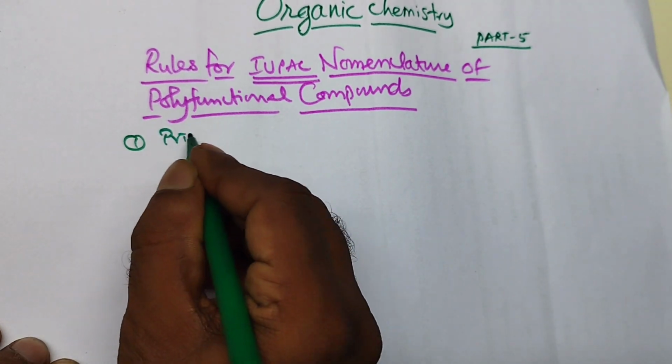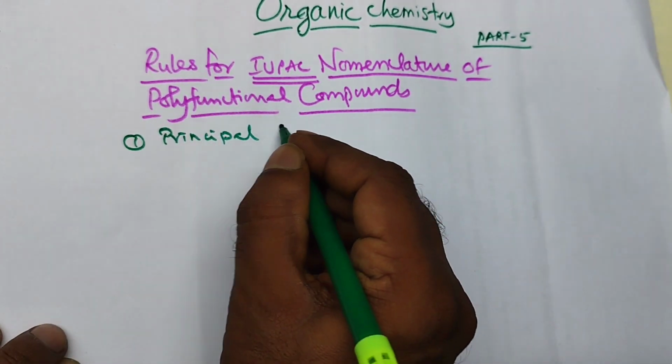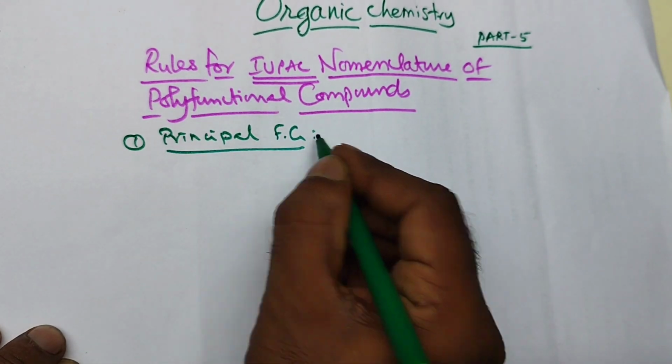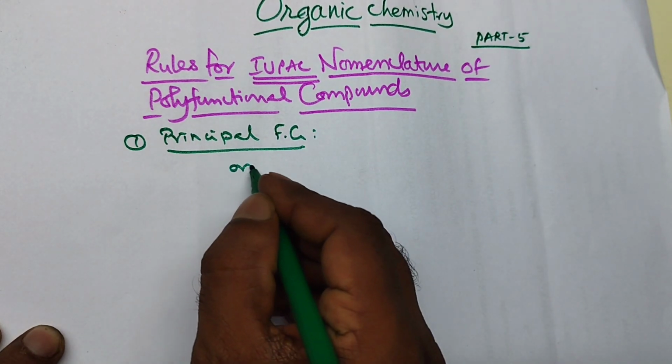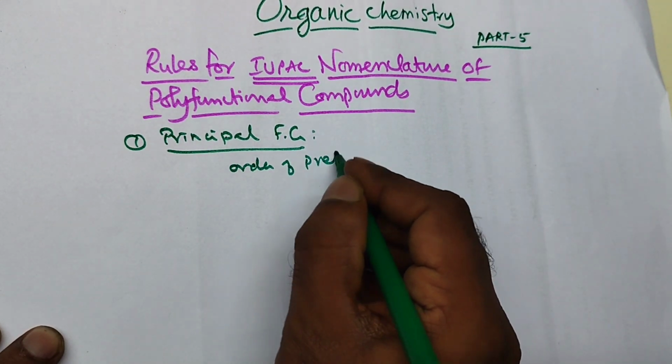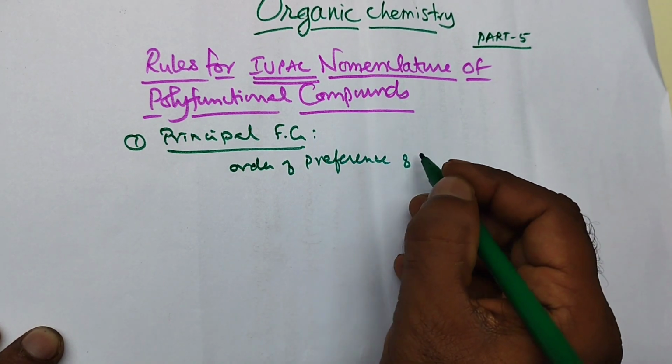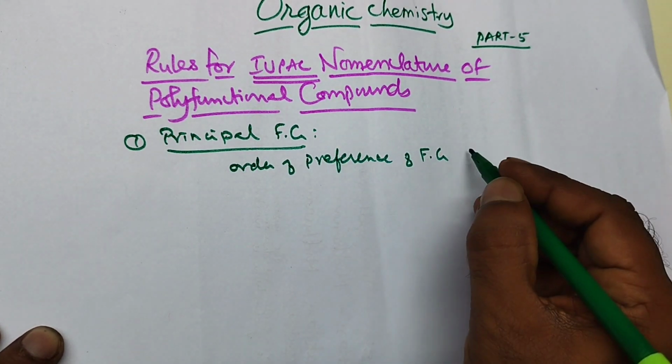The first rule is the principal functional group. What does it mean? An organic compound can contain many functional groups, like aldehydes, carboxylic acids or cyanides, and apart from those, double bonds and triple bonds may also be there. So we have to follow the order of preference of the functional groups, in the following order.